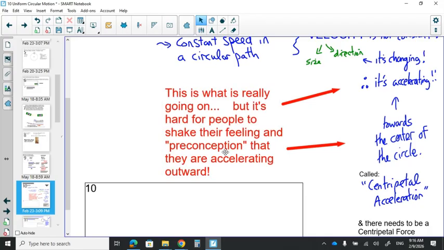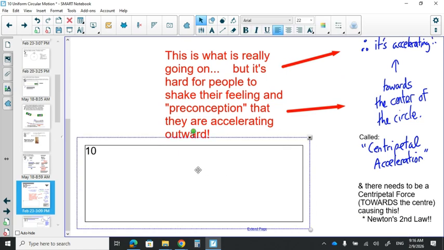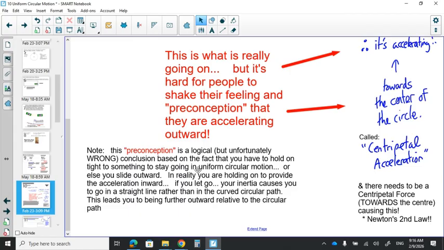So this is what's really going on, but it's hard for people to shake their feeling and their preconception, or their idea that you've had in your head for a long time, right? That you're actually getting pulled outward. So it feels like you're accelerating outward, or your body wants to accelerate outward. But the circus ride, or whatever, is pushing in to balance that, right? So it's a very logical conclusion. It's just unfortunately kind of wrong, right?